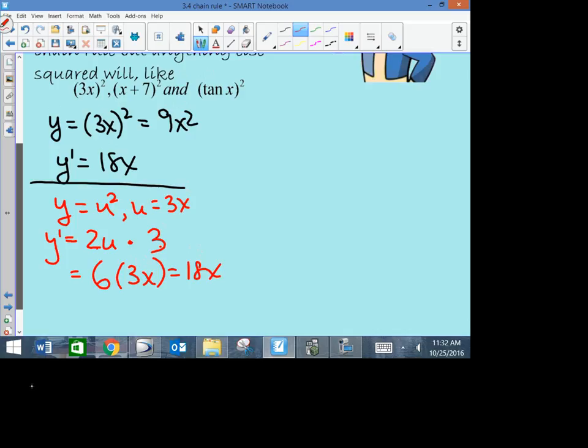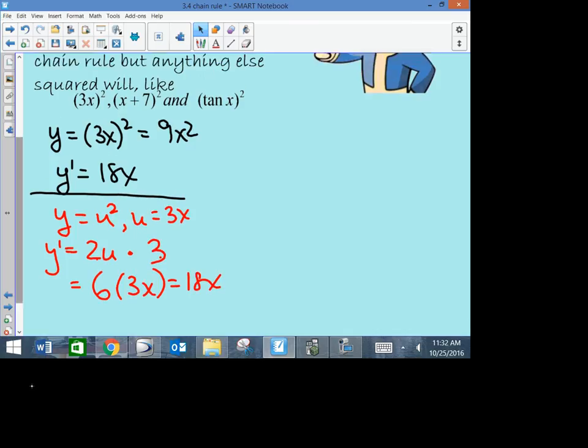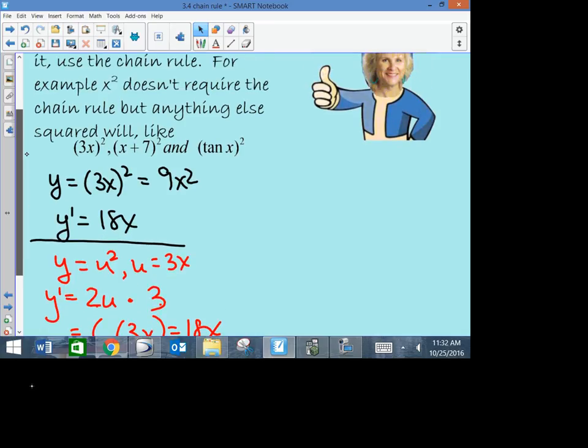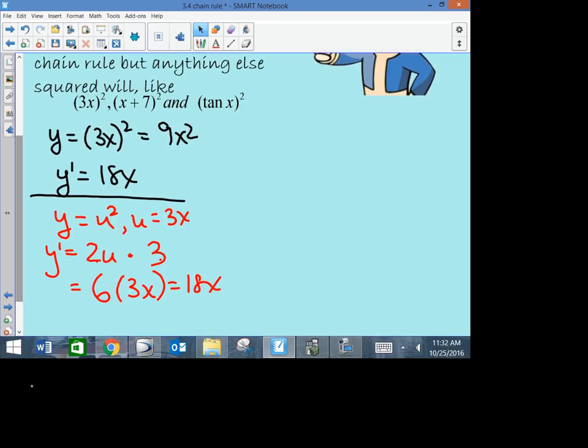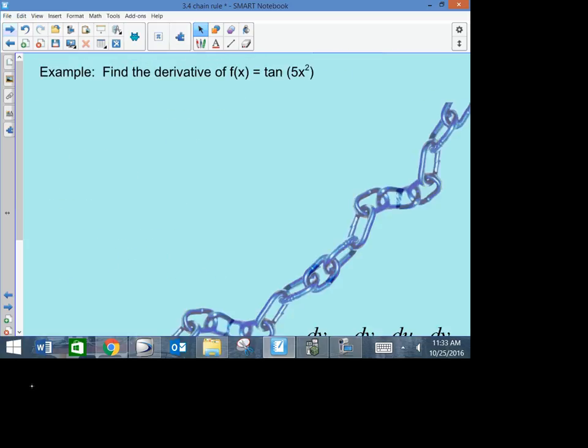Okay? So you still have that technique. I'm trying to drive home that not every problem now is a chain rule application. Okay, let's try this.